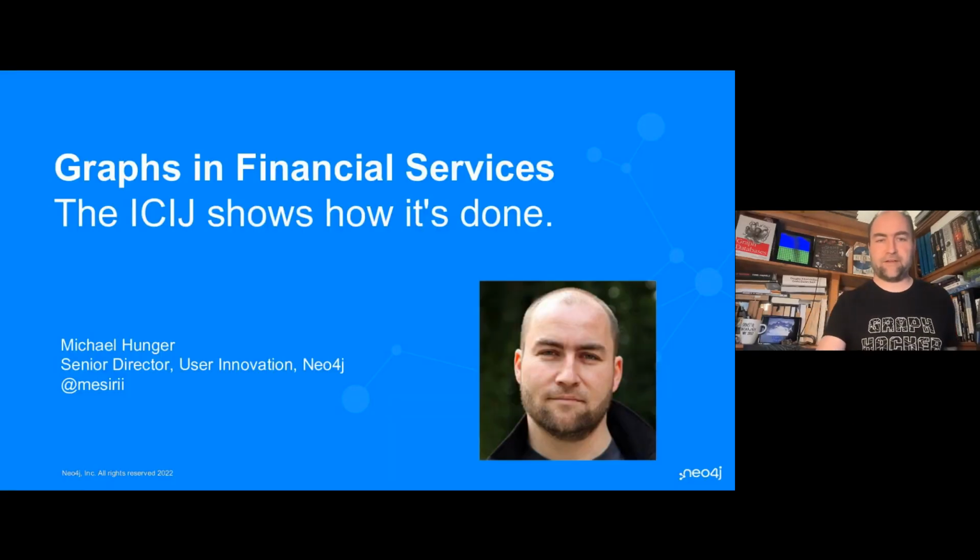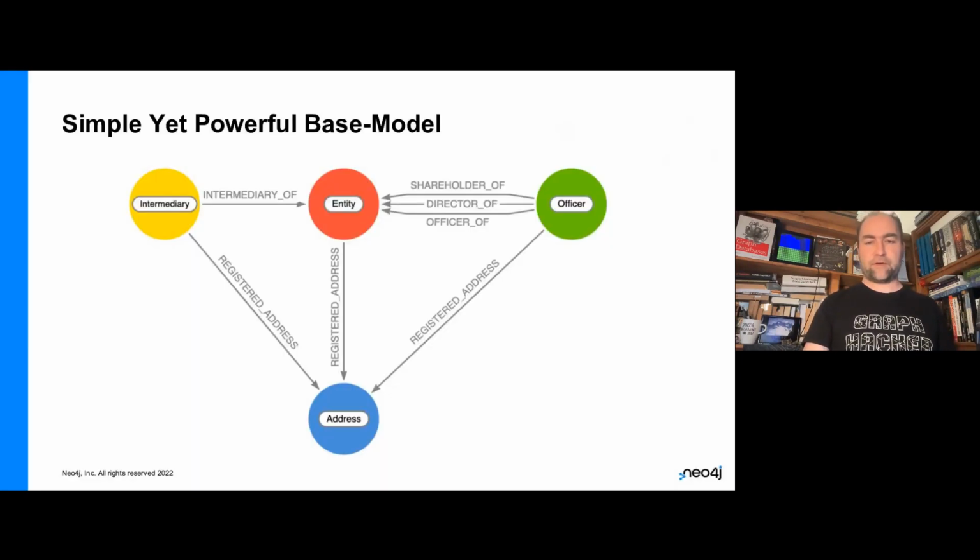So thanks a lot. My name is Michael Hunger. I'm Director for User Innovation at Neo4j. I used to run developer relations at Neo4j and now I'm focusing on user experience across the board for Neo4j, which I'm really happy and excited about. I wanted to talk a little bit about how ICIJ does a much better job at providing good services on top of the Offshore Leaks and other kinds of financial data.